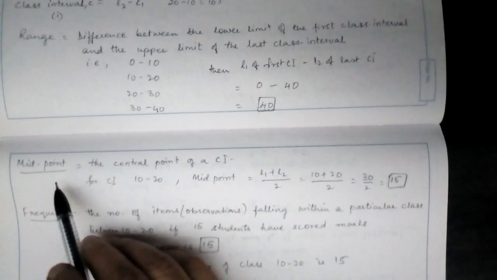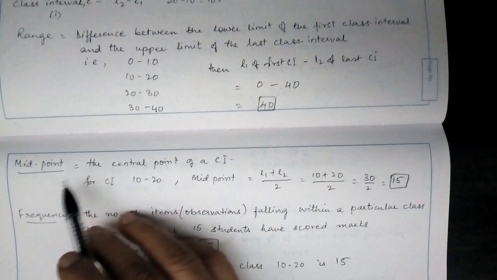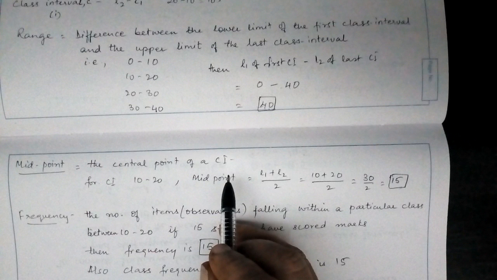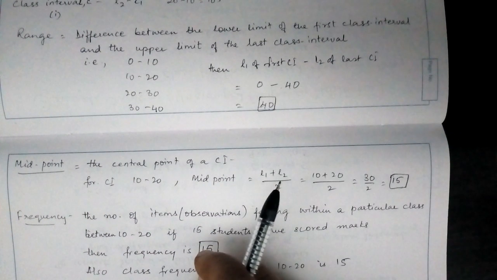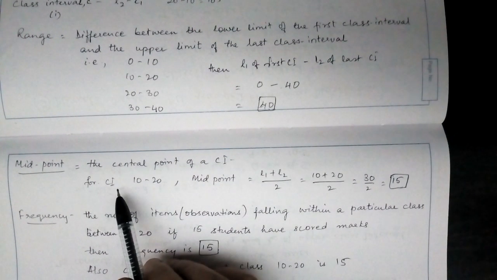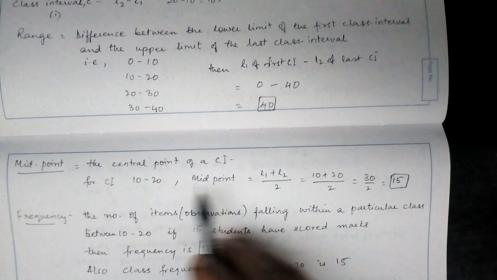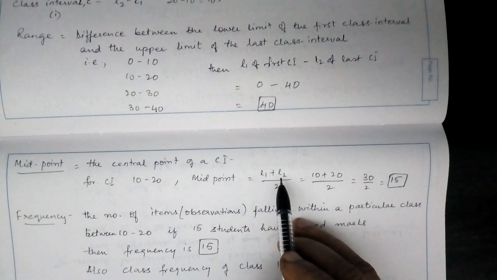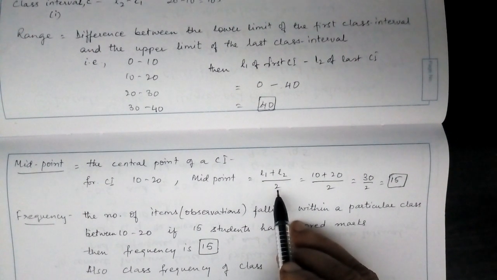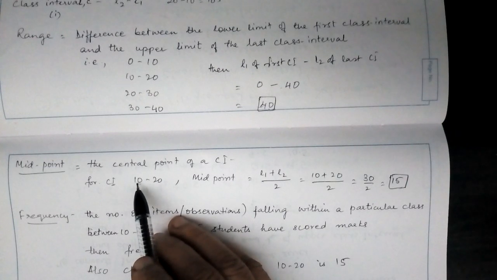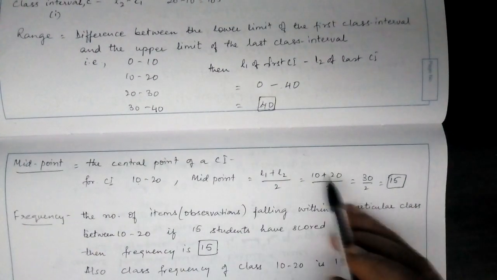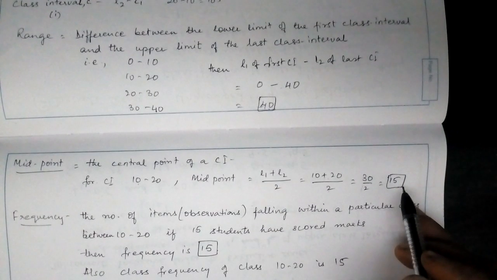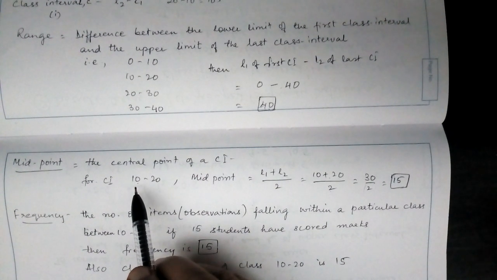So 40 is the range of this particular series. Now the next one is the midpoint of the class interval. Midpoint means the central point of a class interval or the middlemost item of the class interval. For a class interval 10 to 20, the midpoint will be given by the sum of the lower and the upper limits divided by 2. For this class interval, the lower limit is 10 and upper limit is 20. So 10 plus 20 by 2, which happens to be 15. So 15 is the midpoint of a class interval 10 to 20.